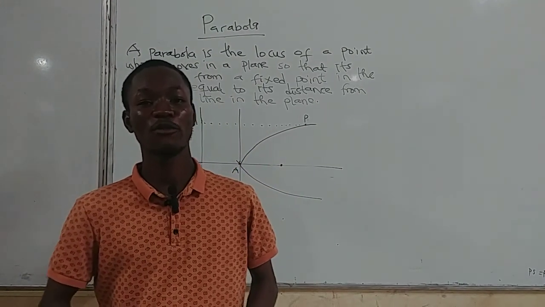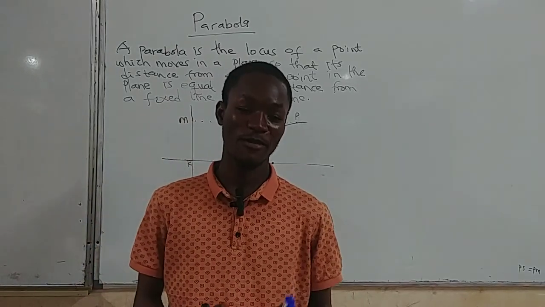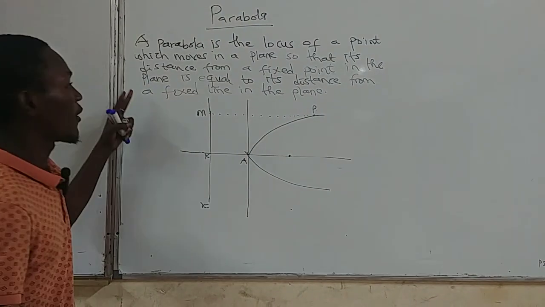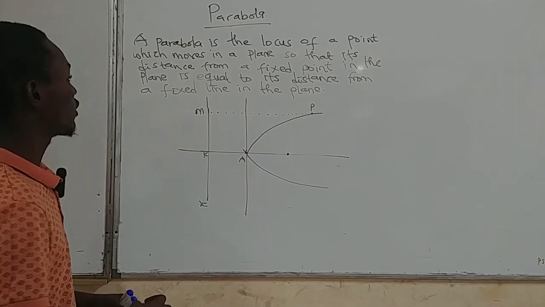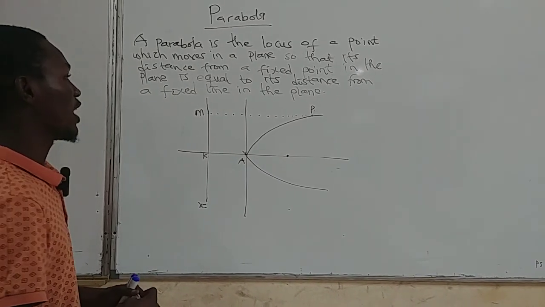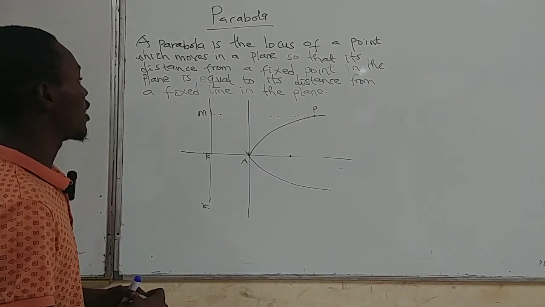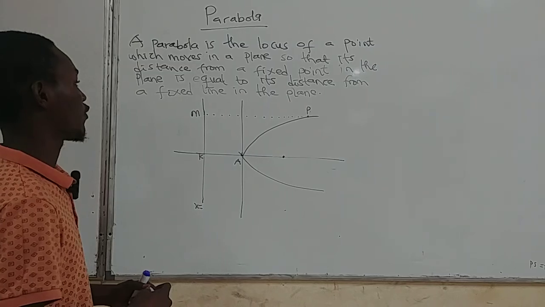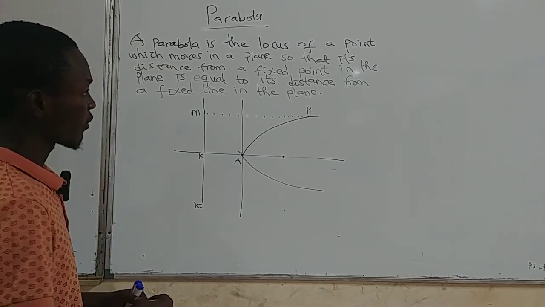Today's tutorial is going to be on parabola. Now, what is a parabola? A parabola is the locus of a point which moves in a plane so that its distance from a fixed point in the plane is equal to its distance from a fixed line in the plane.